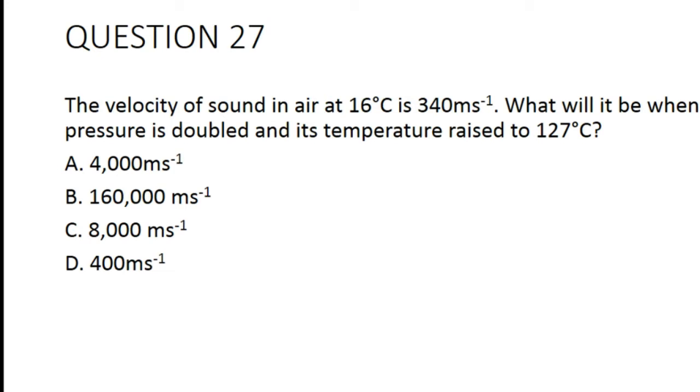27. The velocity of sound in air at 16 degrees centigrade is 340 meters per second. What will it be when the pressure is doubled and its temperature raised to 127 degrees centigrade? A. 4,000 meters per second.